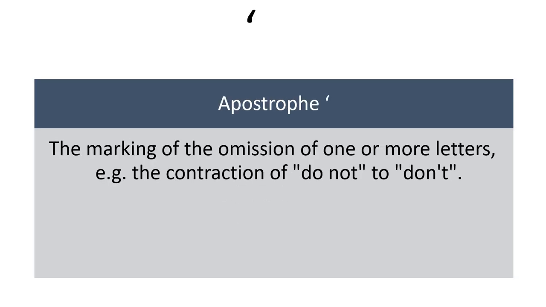Next, the apostrophe. To mark the omission of one or more letters, you can use an apostrophe. For example, the contraction of do not. When you want to omit a letter, you can use an apostrophe.